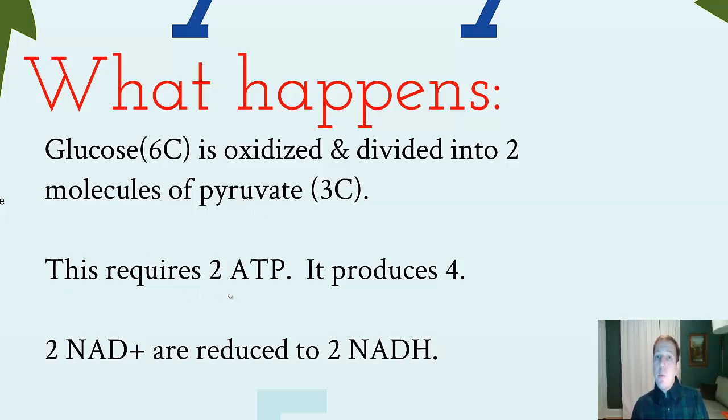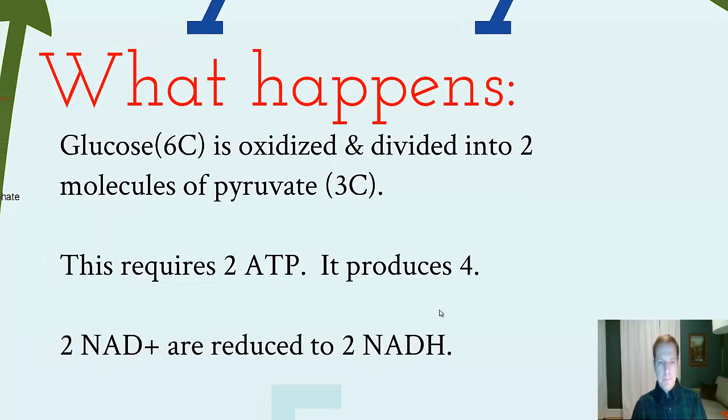Now this process is going to require some energy. An input of 2 ATP is needed in order to be able to actually divide that glucose. However, in the process of rearranging some of those bonds, 4 ATP are going to be produced. Additionally, the electrons that are removed by oxidizing glucose are going to be added onto an electron acceptor called NAD, and it's going to turn NAD into NADH.